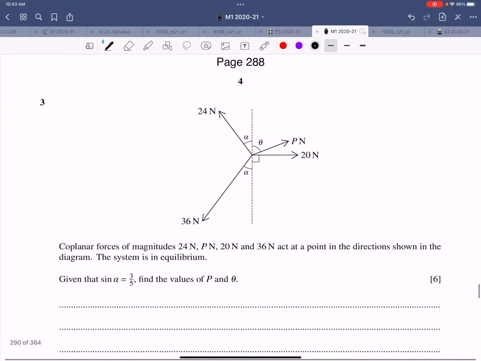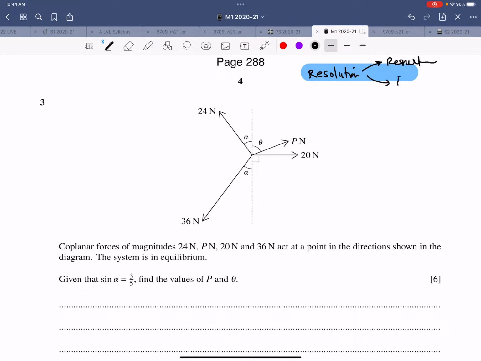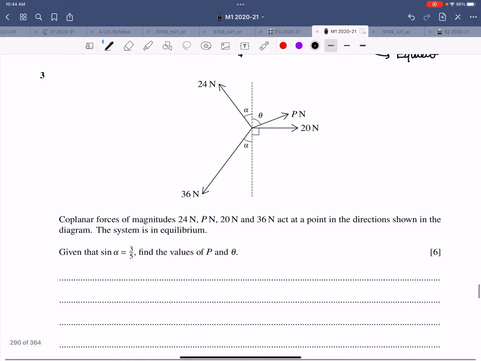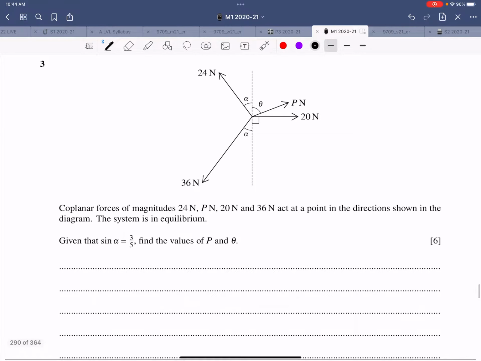Question number 3. As usual, a simple question of resolution of forces. Resolution can be used for resultant. Resolution can be used for equilibrium. So sometimes the examiner gives a resultant question, sometimes an equilibrium question. Now in this one, they have given us 3 forces, actually 4 forces. The system is in equilibrium, so this time it's about equilibrium.